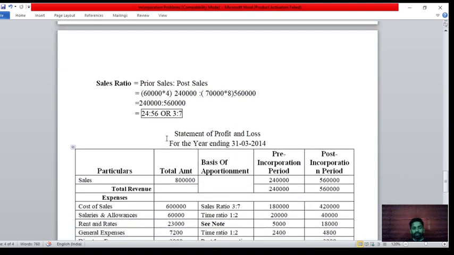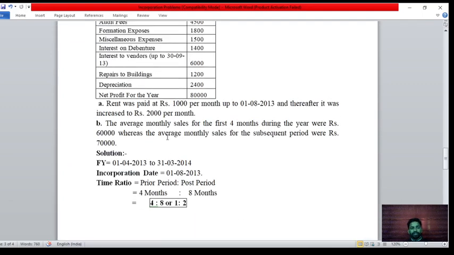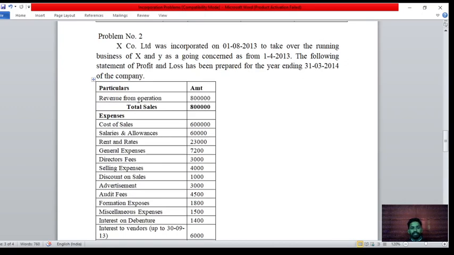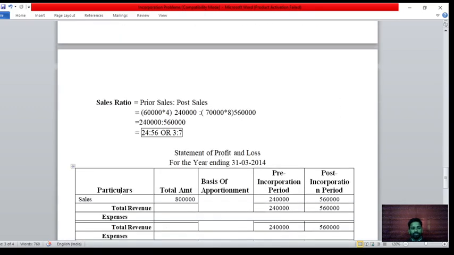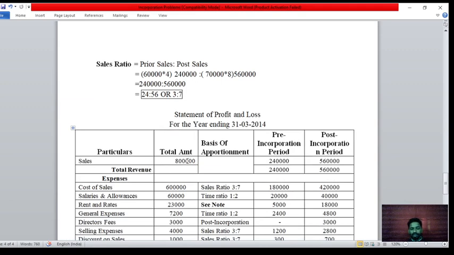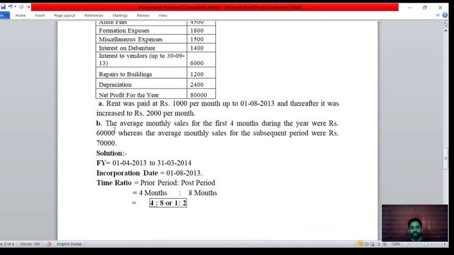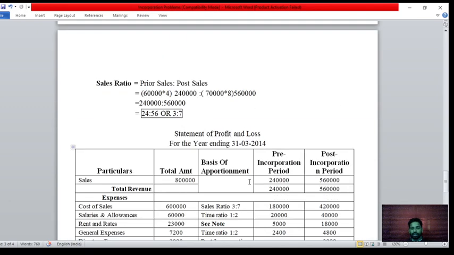Okay, so now we will solve the problem. Here, statement of profit and loss for the year ending 31st 2014. The sales means revenue from operations is 8 lakh. Sales for the pre-incorporation period is 2,40,000 and the post sales is 5,60,000, because they mentioned 4 months at 60,000 per month and 70,000 for 8 months. So like this we calculate 2,40,000 for the pre-incorporation and 5,60,000 for the post-incorporation.